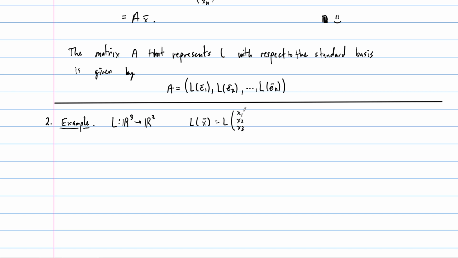L of (x1, x2, x3) is just going to be x2 minus x1 in the first component, and x3 minus x2 in the second component. All right, and so I would like to find the matrix representation of this linear transformation.